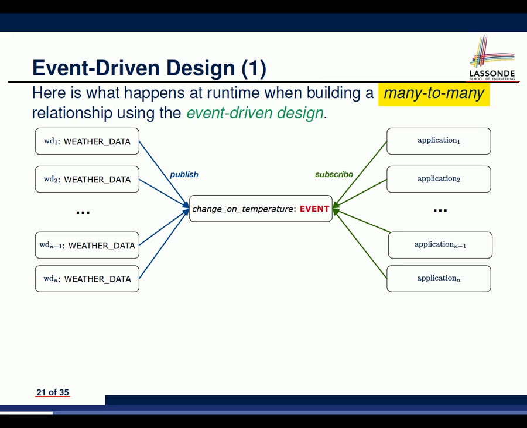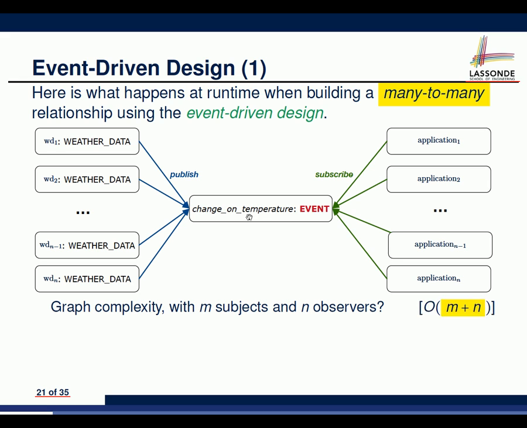Okay, so now we're going to say change on temperature and also change on humidity and change on pressure, right? 3 events, okay? And it's going to be n plus n for the complexity, as you can see. Now, question for you. If now I want to add a new subject, let's say I want to add 1 weather data, it used to be big O of n. What's going to be the complexity now? Just 1, right? Just make sure you communicate to the events. You can see it's much better.